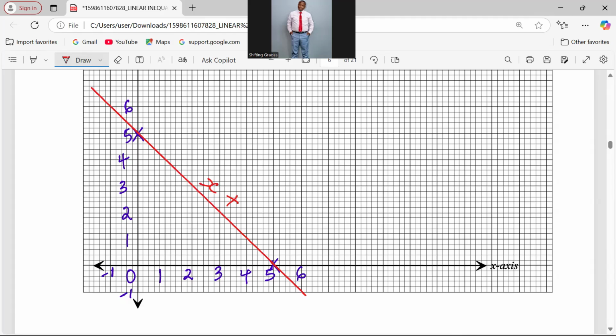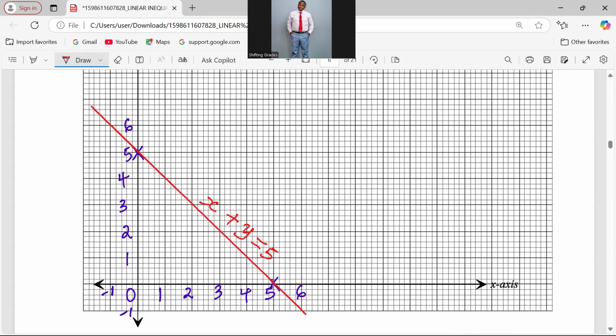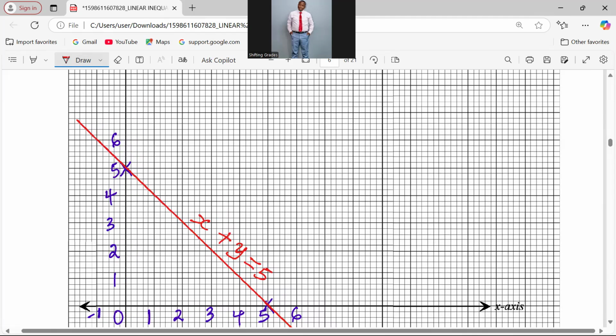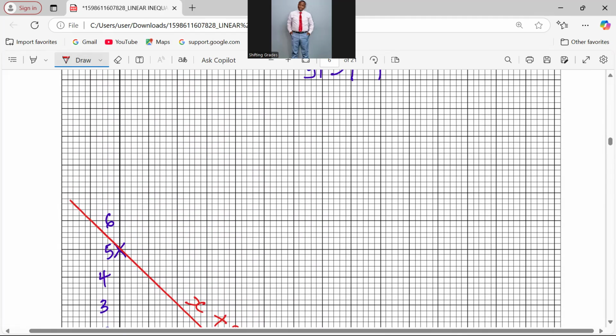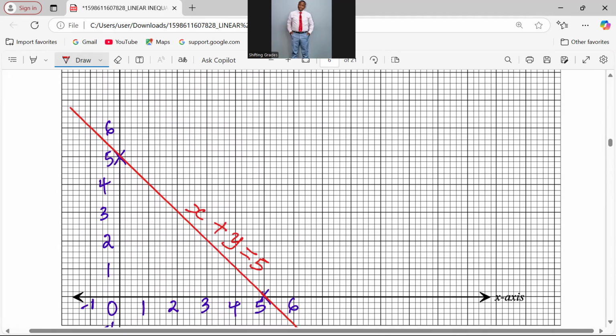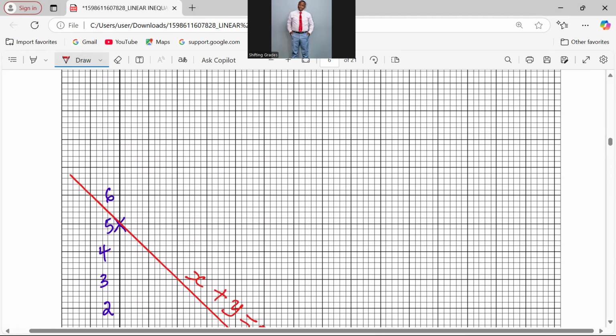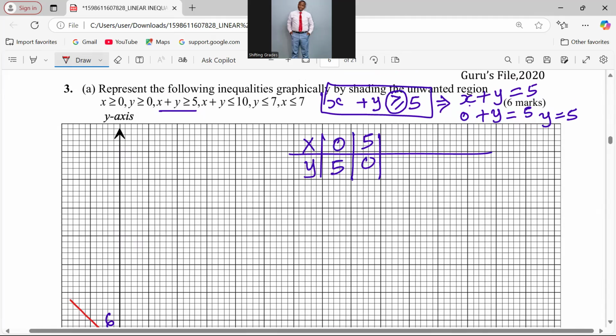x plus y equals 5. That one now is done. But now, which side of this line are we going to shade? So we are going to examine the two sides of the line so that we may know which side is going to suit the inequality up there.